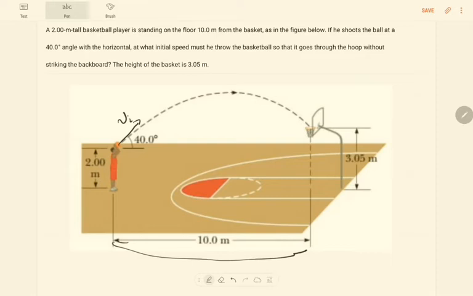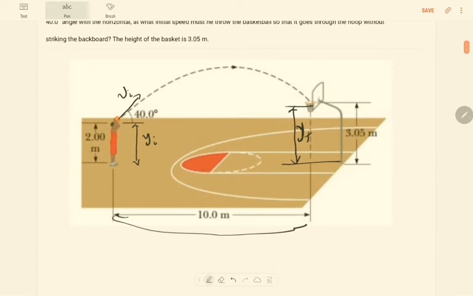So we take this thing as just motion in two dimensions. So when taking motion in two dimensions, we have a frame of reference. So let's take the initial point at which the ball is thrown as y initial, and at the end the point where it enters the basket is y final. So if everything is given here, now the question is finding the initial velocity.